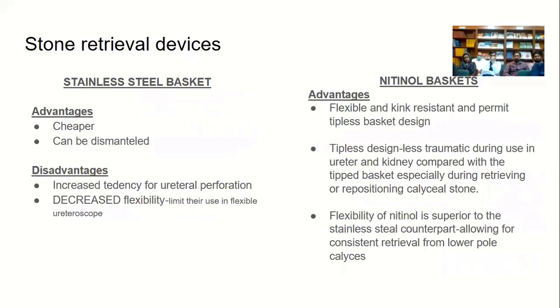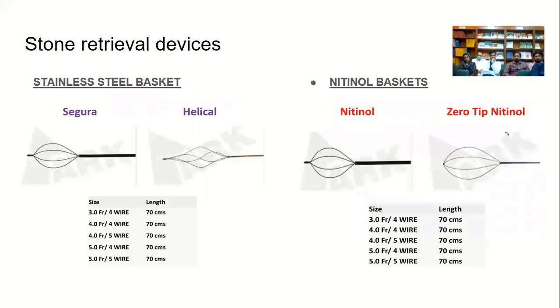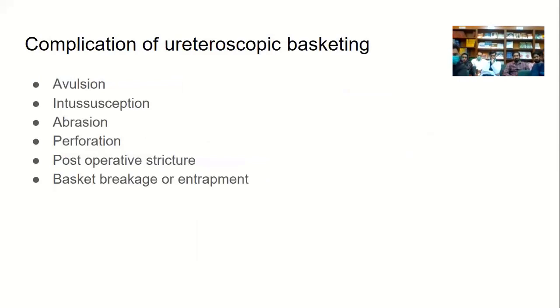Then there are stone retrieval devices. They are made up of stainless steel baskets or nitinol baskets. Stainless steel baskets are of two types, which are Segura and Helical, whereas nitinol baskets, which are mostly used nowadays, are like this. They may be with the tip or tipless. Tipless baskets cause less injury as compared to the one with the tip. Complications of ureteroscopic basketing: sometimes it causes avulsion, intussusception, abrasion, perforation, postoperative stricture, and basket breakage or entrapment during the procedure.